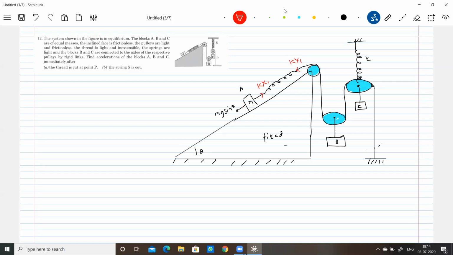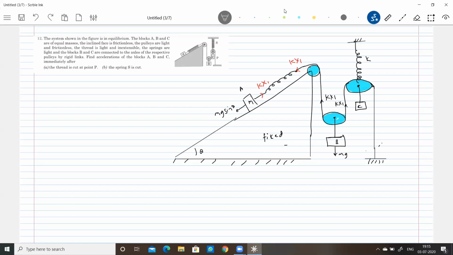The system is in equilibrium. It says the pulleys are light, the thread is light in nature, the springs are light, and the blocks B and C are connected to the axles of the respective pulleys by rigid links. So kx1, I'll write it. Here the same spring force should act. So here kx1, and then here this is mg. All the other forces that are acting become internal. The pulley and this link will become internal. So there's a condition. Now with this, can you say anything about 2kx1 equal to mg?